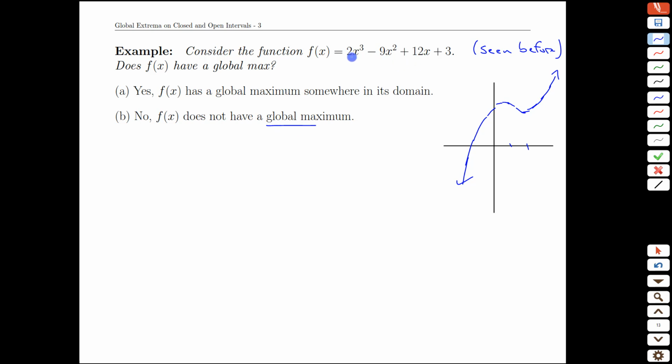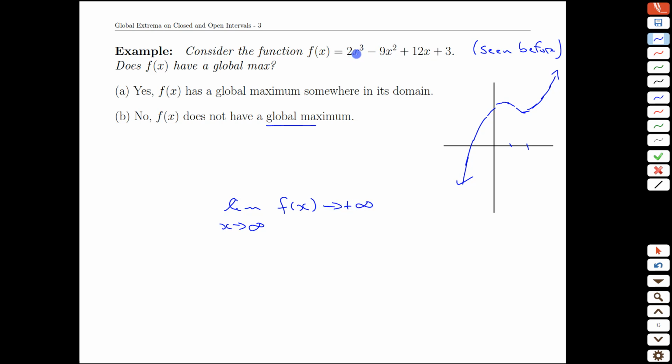There's another alternative for this though, which is if we're trying to show that a function does not have a global maximum, we could also say, hey, what happens to this function as x goes towards positive or negative infinity? Well, as x goes towards positive infinity, the biggest term in this sequence here is the 2x cubed. All the other powers are lower.